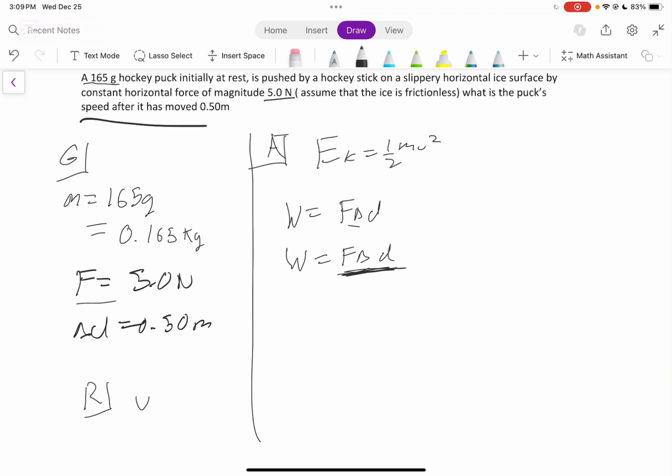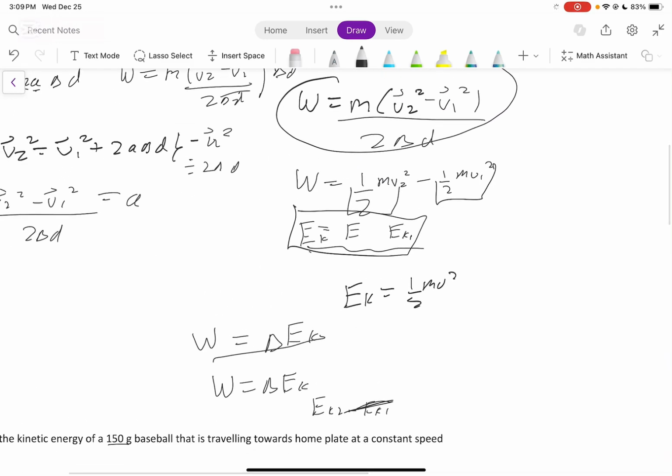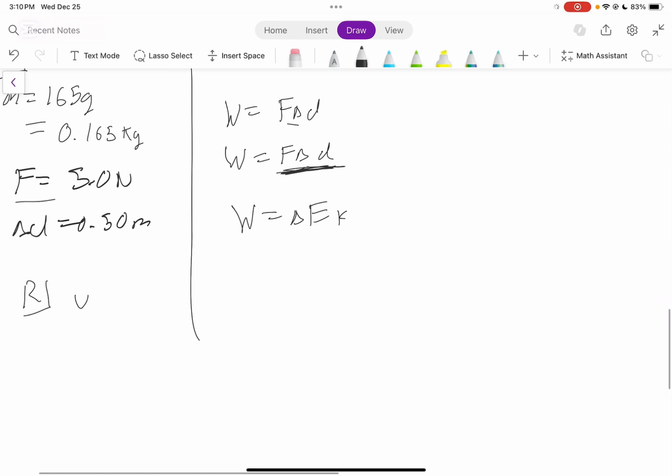But how is this going to help us? Well, if you think back to what we had before, work is equal to delta EK. Remember how we derived this formula up here? And we showed how work is equal to delta EK. Well, if we rearrange this, we write work is equal to EK2 minus EK1. And instead of work, we write force times delta D. So force times delta D is equal to EK2 minus EK1.